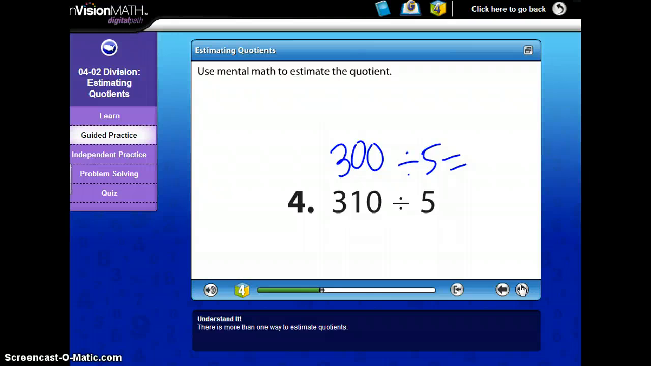Basic fact. 30 divided by 5. Count by 5s until you hit 30. Tell me what. 6. Put in your 0 that you hid.